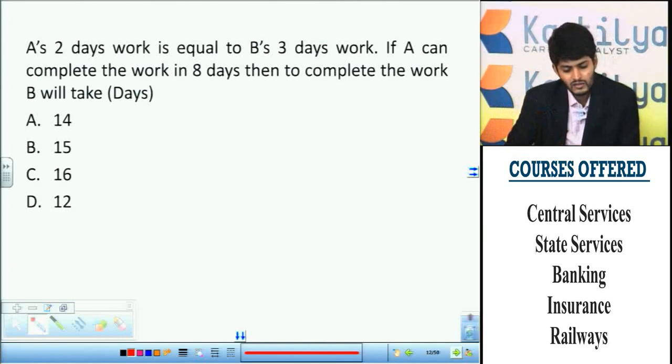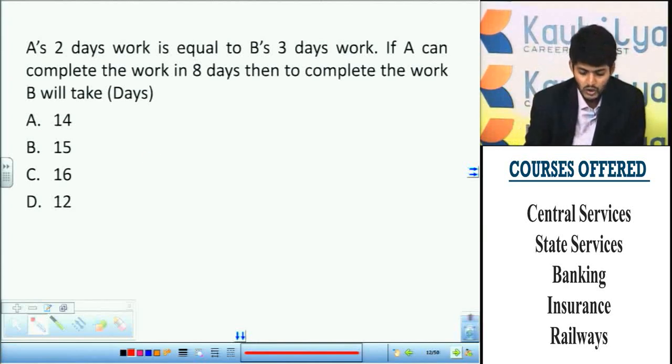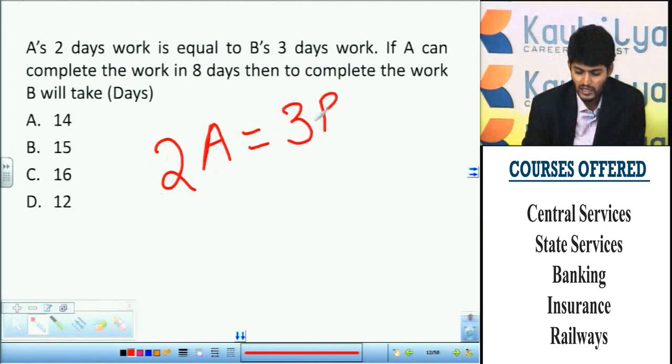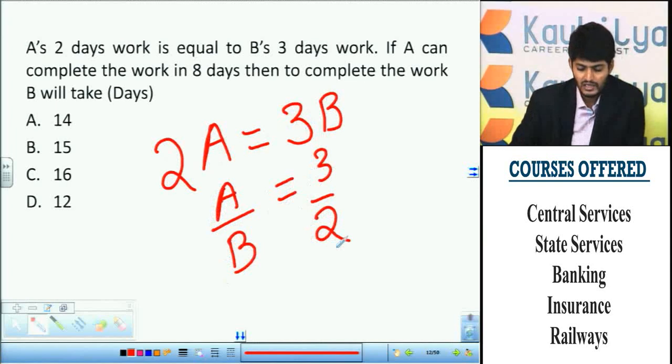He is saying A's 2 days work is equal to B's 3 days work. So looking at this first sentence, if I am looking at these two persons A and B, what can I conclude about their efficiency? It goes without saying 2 days work of A is equal to 3 days work of B. So if I have to take the ratio of A and B, be very clear that A by B is not 2 by 3 but 3 by 2, right? So I can clearly understand from the given information that A is more efficient than B in the given problem.